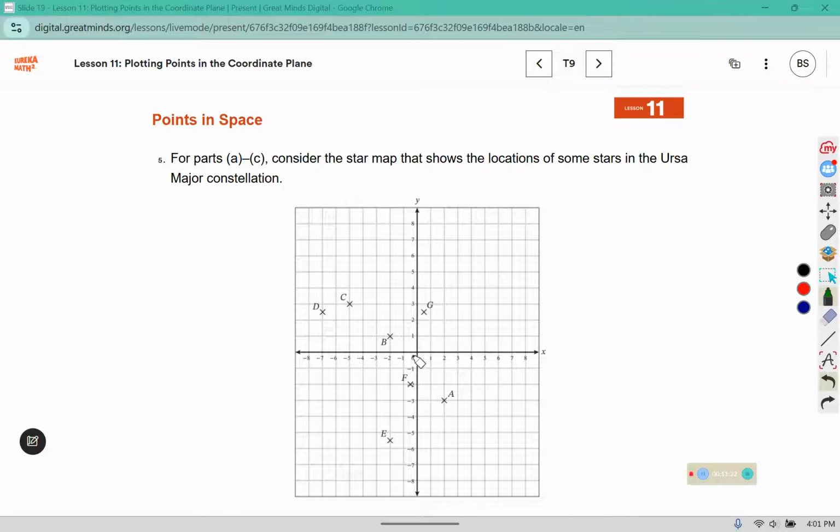H goes at the point 6, 3. That is 6 to the right and 3 up. I is 4, 0. That is 4 to the right and 0 up. J is 0, 1. So 0 left and right and 1 up. Oh, that one's J.